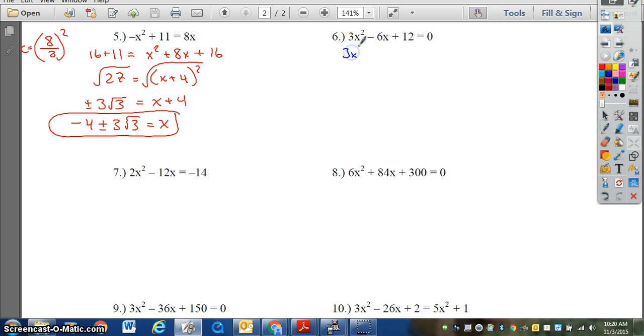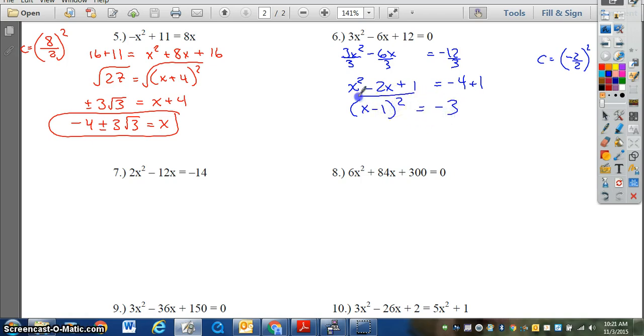Coming over here to number 6. I'm going to get 3x squared minus 6x by itself. This is equal to negative 12. I cannot take half yet because I need to make sure I have a 1 in front of my x squared at this point. Now that I'm here, I am going to take half of negative 2, and I'm going to square that. So I'm going to get positive 1 on both sides. So this is going to be x minus 1 squared equals negative 3. So again, we won't be able to take the square root of this. We'll have plus or minus the square root of negative 3, which we can't do. I'm going to move my 1 over and stop with x by itself. So this is not a real number.